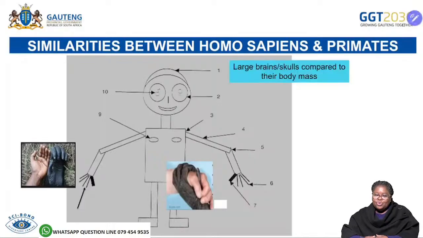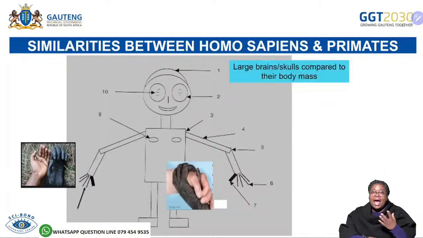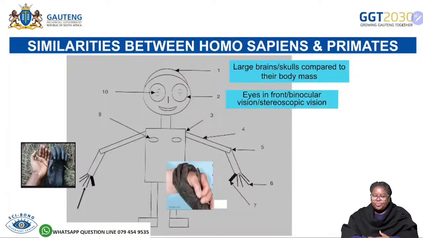Now, the first one that we'll be looking at is that Homo sapiens have a large brain, large skull. Don't forget, the skull protects the brain. So with Homo sapiens, they've got a large brain, large skull compared to their body mass. So we're looking at what? Similarities. We are the same in terms of the following characteristics that I'm mentioning now.